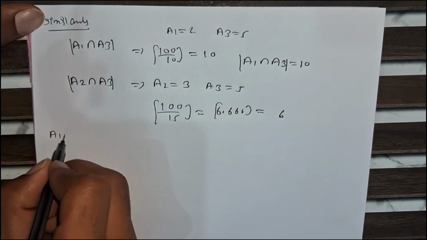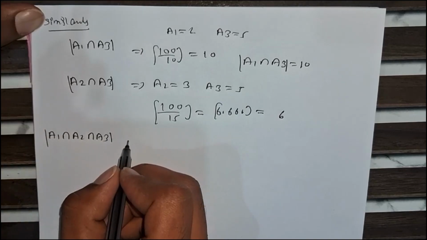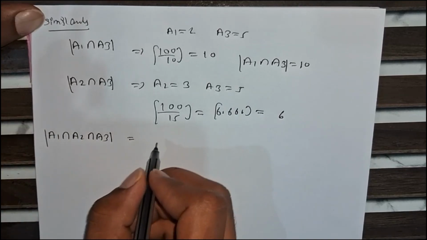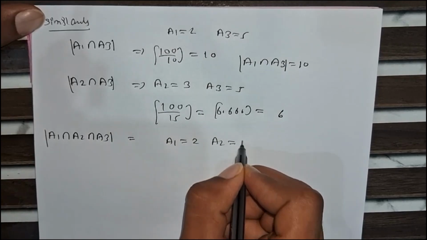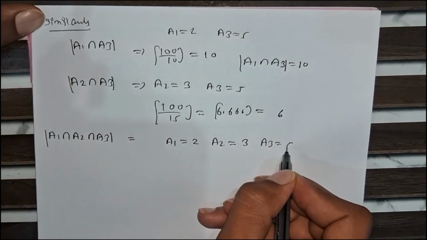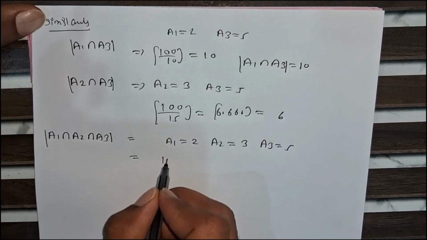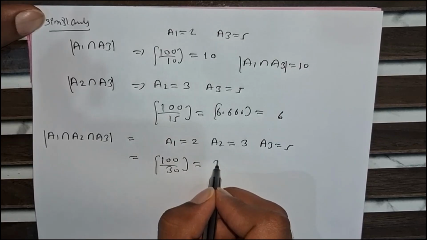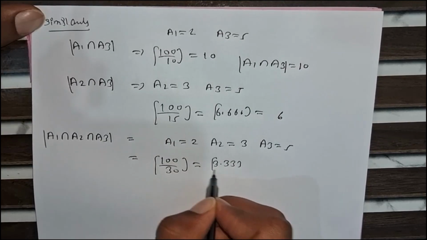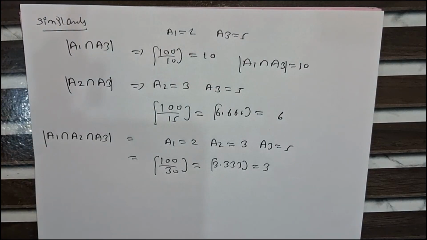Now we have to find A1 intersection A2 intersection A3. So take the LCM of all three: A1 equals 2, A2 equals 3 and A3 equals 5. What is the LCM of all three? 2 times 3 times 5 is 30. So 100 divided by 30 equals 3.333. We can consider it as 3. So now we have all the values.